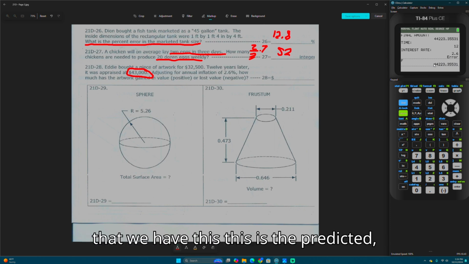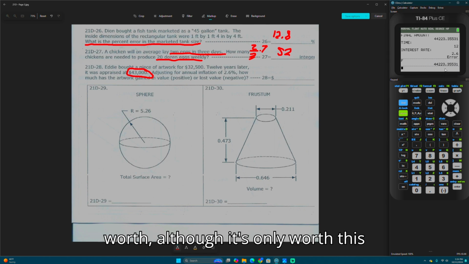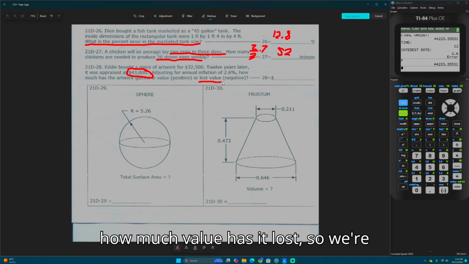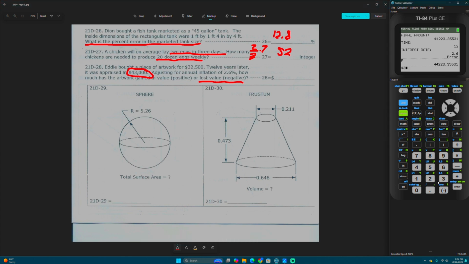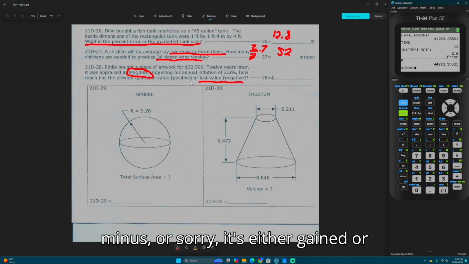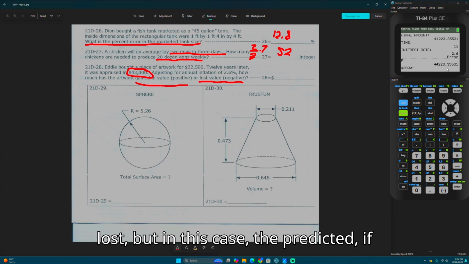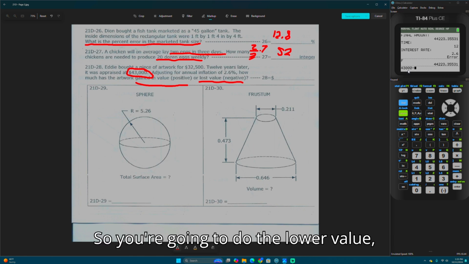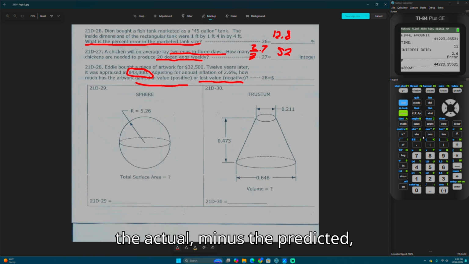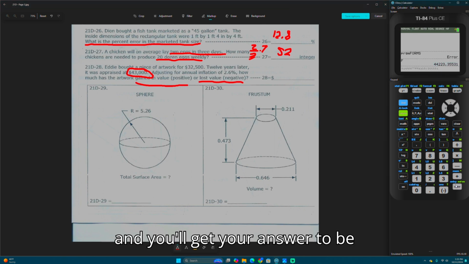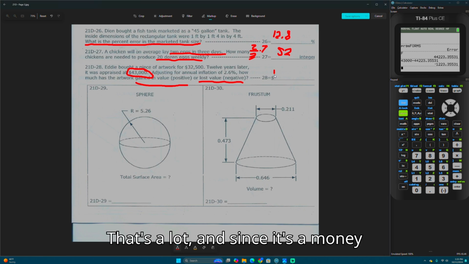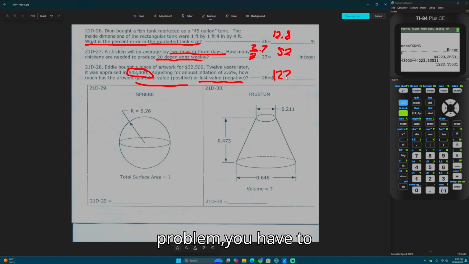So now that we have this, this is the predicted, right? This is how much it should be worth. Although it's only worth this much. So we're asked for how much value has it lost. So we're going to do the actual minus, or sorry, it's either gained or lost, but in this case, the predicted, if it kept up with inflation, should be higher. So of course it's the lost value. So you're going to do the lower value, the actual, minus the predicted, and you'll get your answer to be negative 1,223.36. That's a lot. And since it's a money problem, you have to go all the way to a penny.